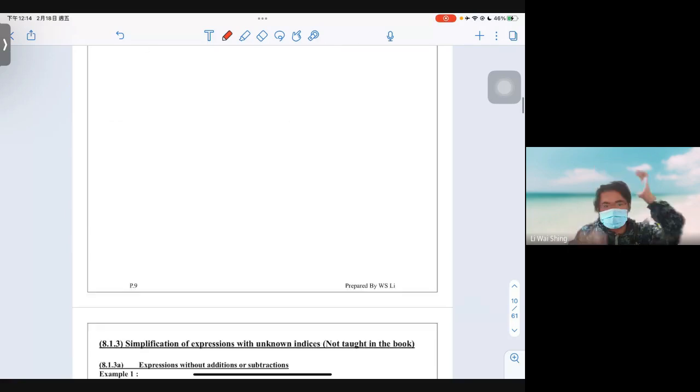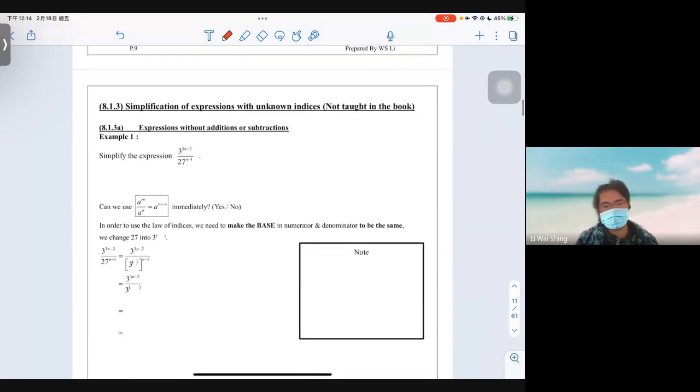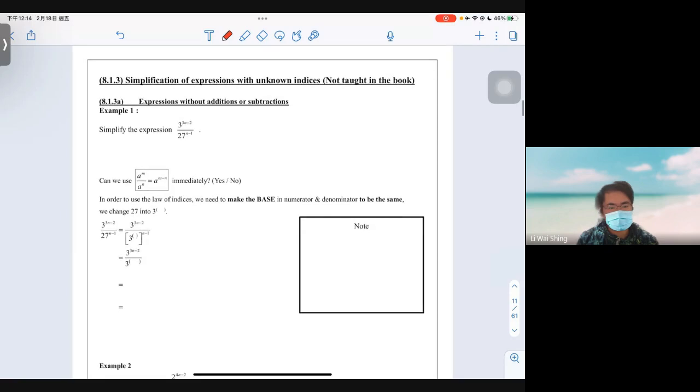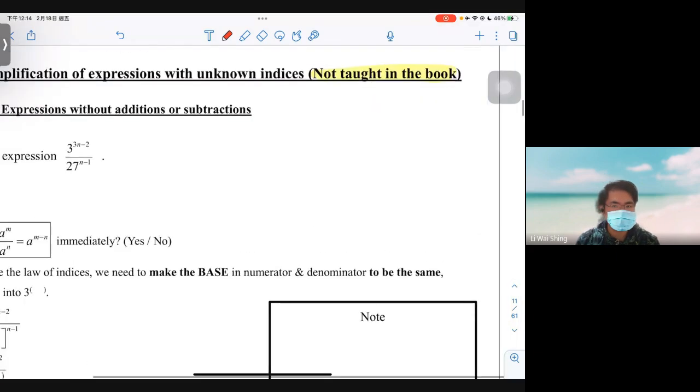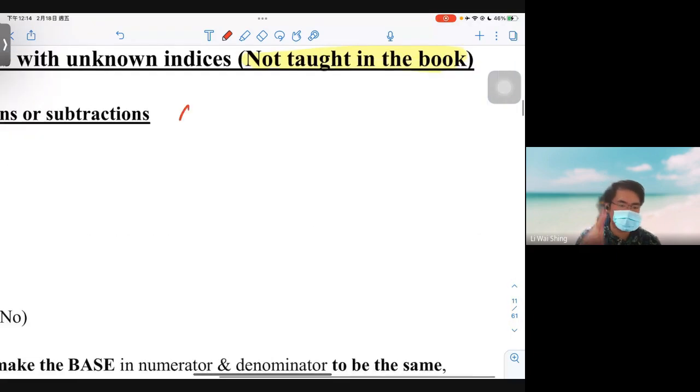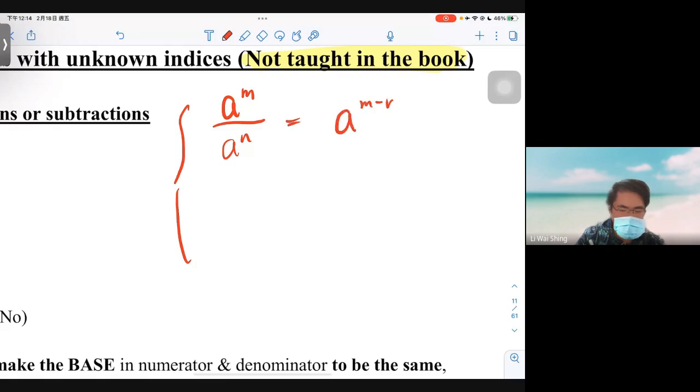Yeah, 終於溫晒中一學嘅所有嘢啦。Yeah, finally, we come to the things that are not taught in the book. Okay, no matter in Form 1 or Form 2, this part is not taught. Okay, so be careful. At this moment, we know two things. We know two rules, mainly two rules. The first rule, a^m over a^n equals a^(m minus n). And then the second one, a^m times a^n equals a^(m plus n).